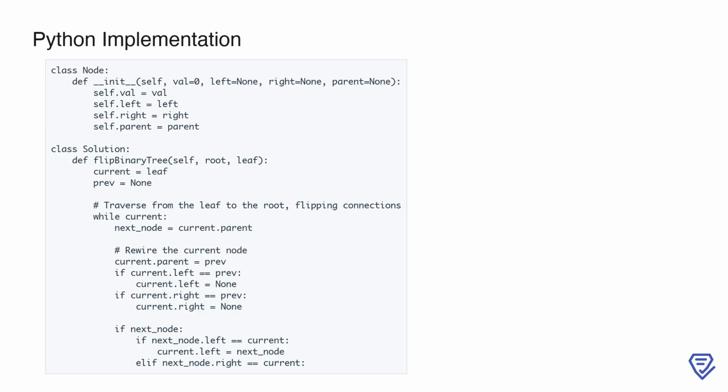To achieve this, we use a while loop that continues as long as current is not none. Within the loop, the first step is to store a reference to the parent of the current node in the next_node variable. This is necessary because we will modify the parent pointer of the current node shortly, and we need to avoid losing track of the original parent.